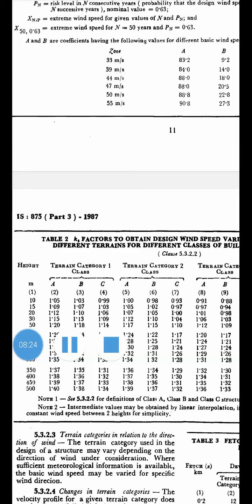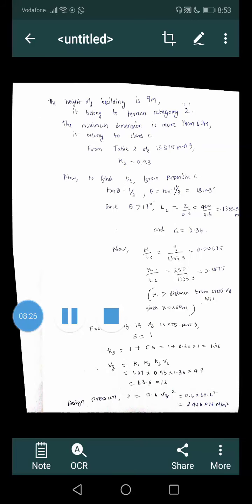So for terrain category 2, class C, what is the value of K2? It is 0.93 from Table 2. From Table 2, for a height of 9 meters, the K2 value is 0.93. Okay, now K2 is 0.93.